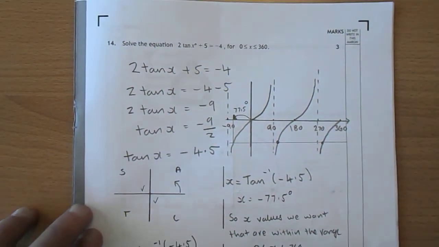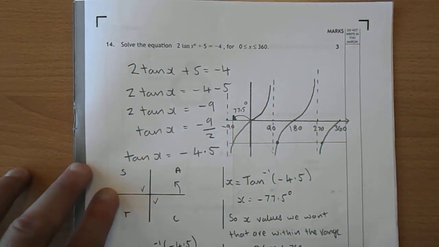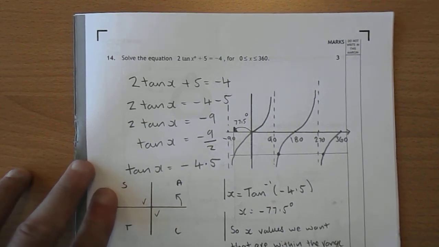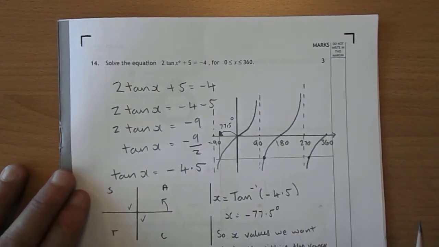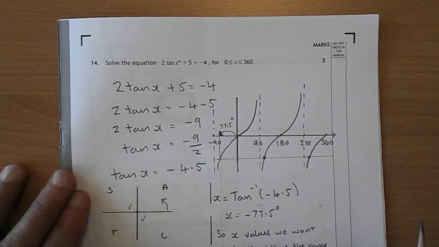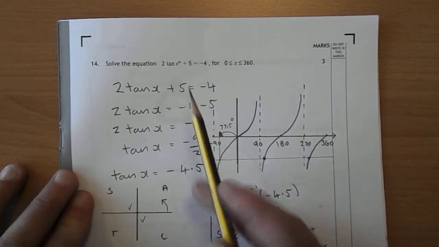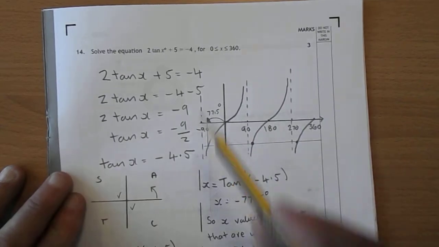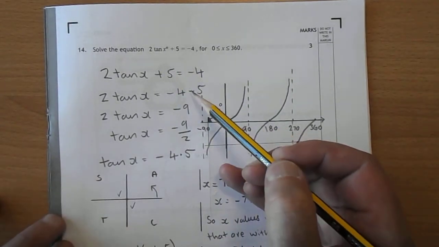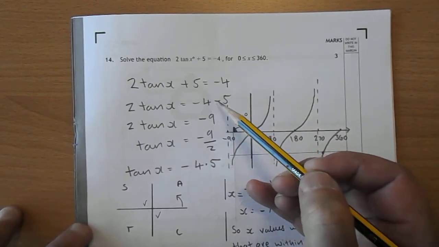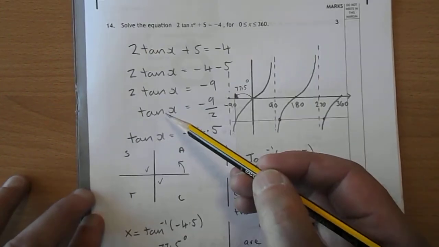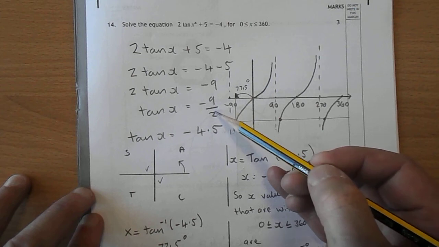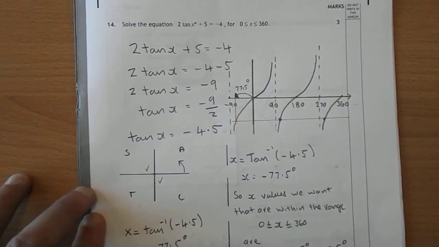Okay, and on to question 14. Solve the equation 2 times the tan of x plus 5 equals minus 4. So, a bit of a toughie this one. Okay, let's whittle this down to what tan x is. So we'll move the plus 5 over to become a take 5. Minus 4 take 5 is minus 9. So 2 tan x is minus 9. So tan x is minus 9 over 2, which is minus 4.5.